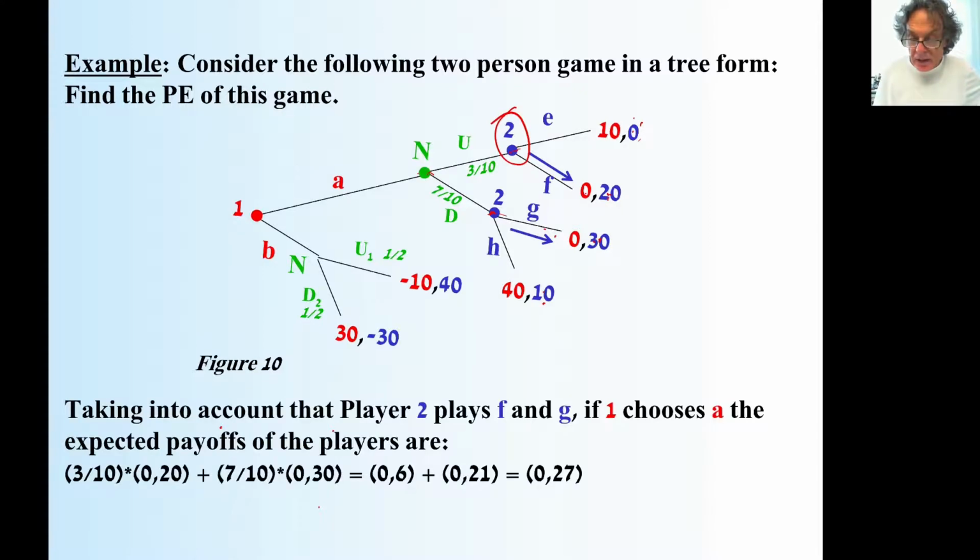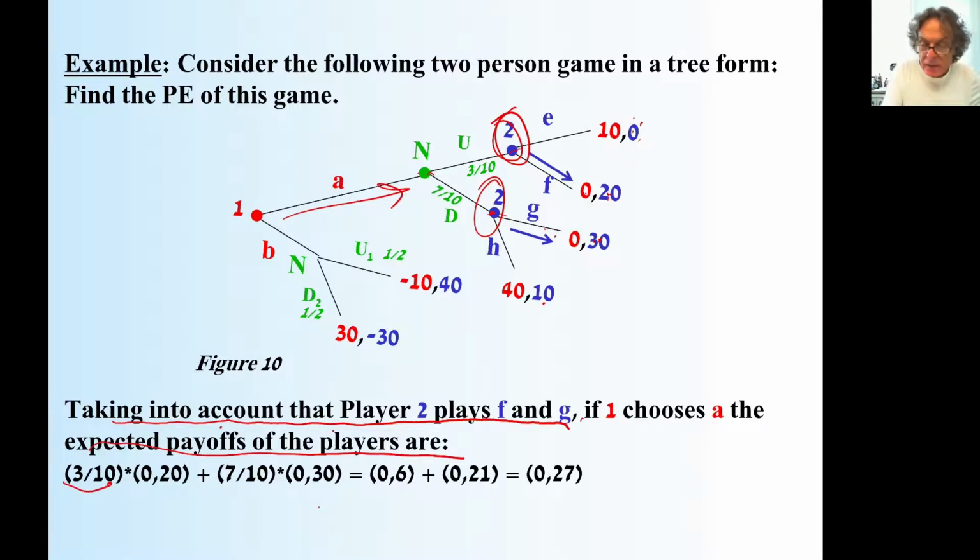So nature here, I can replace, taking into account that player 2 plays F and G in these two nodes. If one chooses A, what are the expected payoffs of the players? With probability 3 over 10, the game continues here, and they get 0 for 1, 20 for 2. And with probability 7 over 10, player 1 gets 0, and she gets 30. So now I can compare to see what's going on. 3/10 times 0 is 0. 3/10 times 20 is 6.